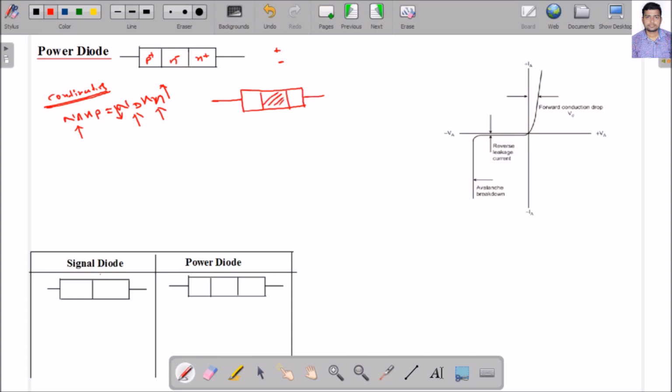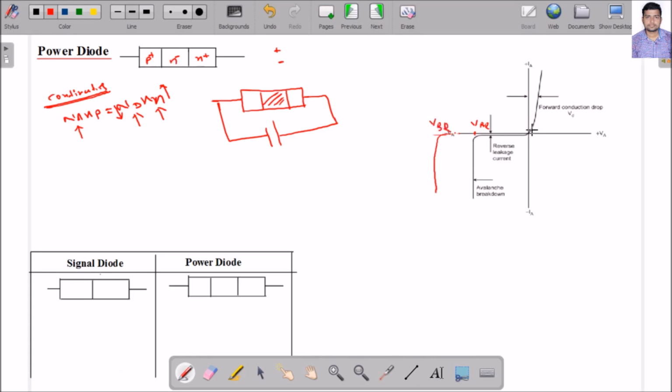As the depletion length increases, the reverse blocking capacity will increase, because now the depletion length is more, so definitely it can block more voltage. Previously, for the signal diode, this was my breakdown voltage. Due to this lightly doped region, the depletion length increases, so I require more voltage to break down. So for the power diode, the reverse blocking voltage will increase. What is the change for the power diode? Here will be the reverse breakdown voltage, because of this lightly doped region.